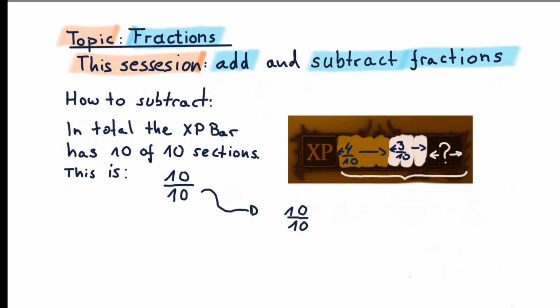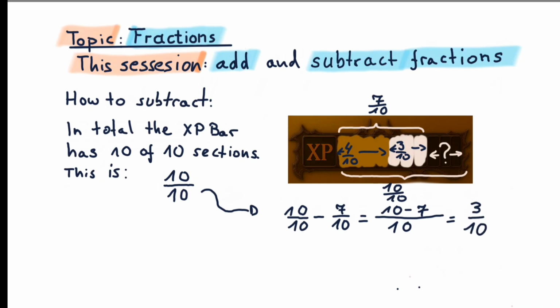To calculate the missing XP, we subtract the collected XP from the total XP. So we write 10/10 minus 7/10 equals 10 minus 7 over 10 equals 3/10. Just like with addition, we subtract the numerators and the denominator stays the same.